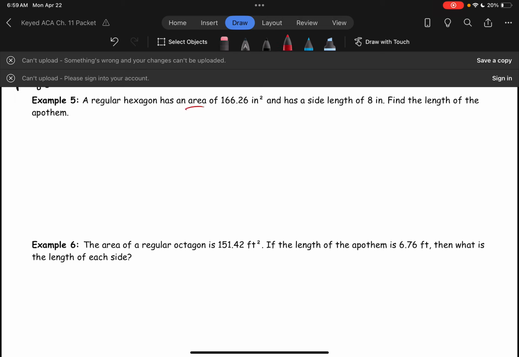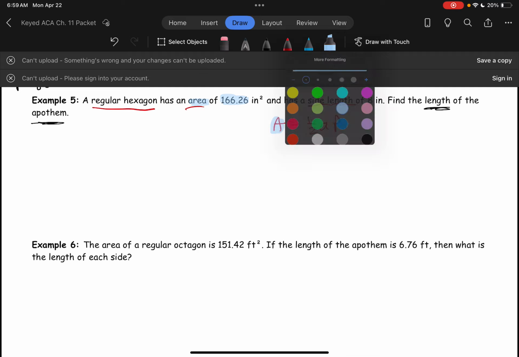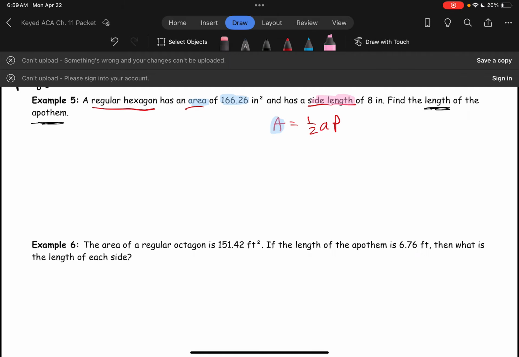So we're talking about area here. We're talking about a side length, and they're asking us for finding the length of the apothem. So if we're talking area of a regular polygon, then we're talking about this formula, area is equal to 1/2 apothem times perimeter, where we can see here that the area is 166.26, so that's our area, capital A. We have a side length of 8, that doesn't tell me anything directly about the formula, but I know that I can find the perimeter using the side length. And then they want us to find the length of the apothem. Well, I need to find lowercase a.